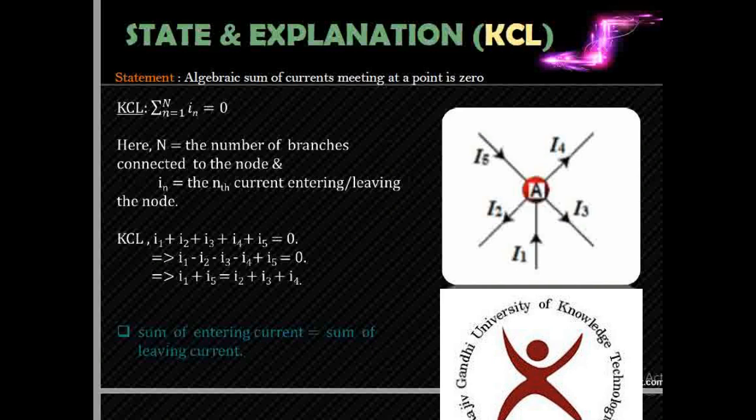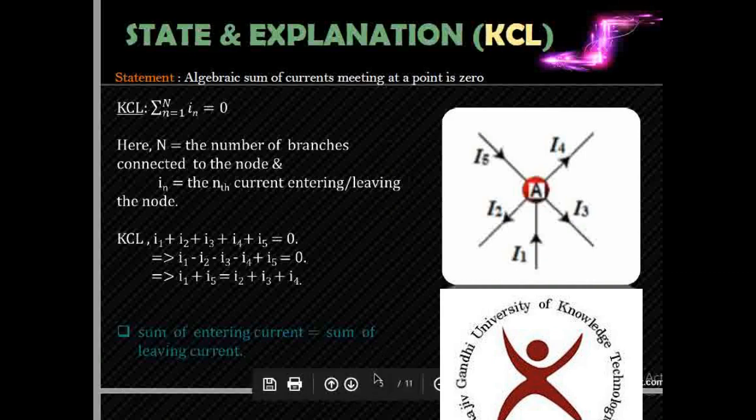Node is nothing but a meeting point of two or three branches in our electrical circuit. At one node, the sum of currents meeting at that node is 0. That is KCL. For entering currents, I took positive notation; for leaving currents, I took negative notation. This is about KCL.